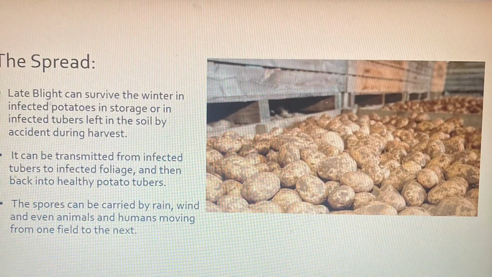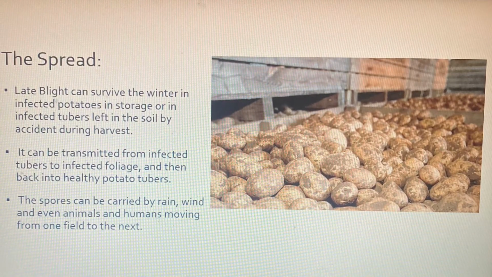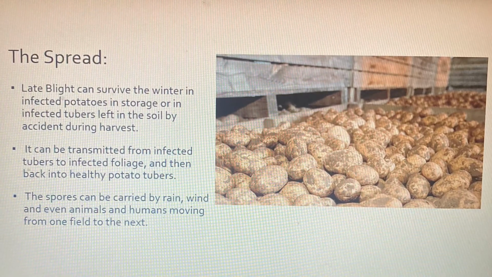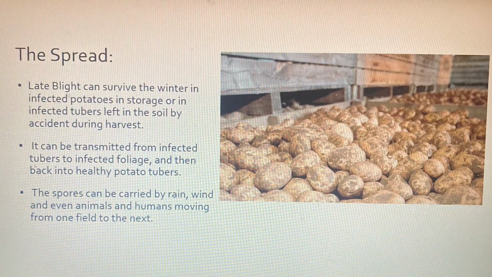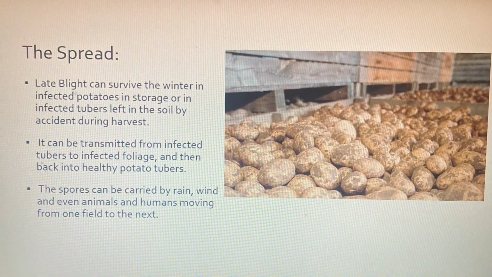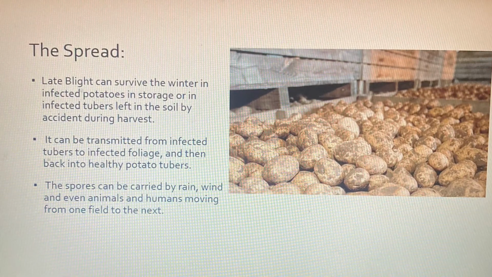The pathogen is spread in a number of ways. It can survive the winter in infected potatoes in storage or in infected tubers left in the soil by accident during harvest. It can be transmitted from infected tubers to infected foliage and then back into healthy potato tubers. The spores can be carried by rain, wind, and even animals and humans moving from one field to the next.